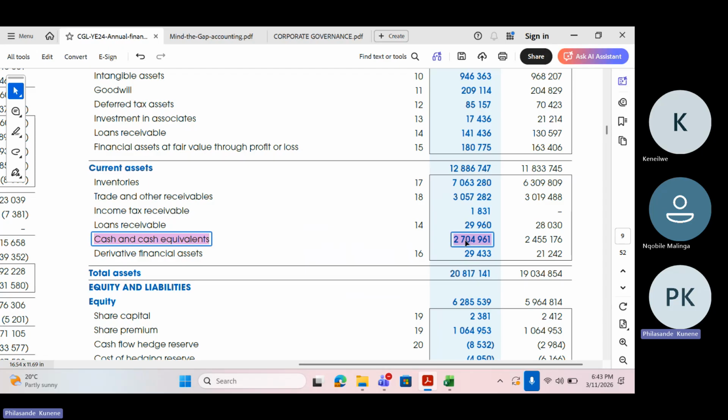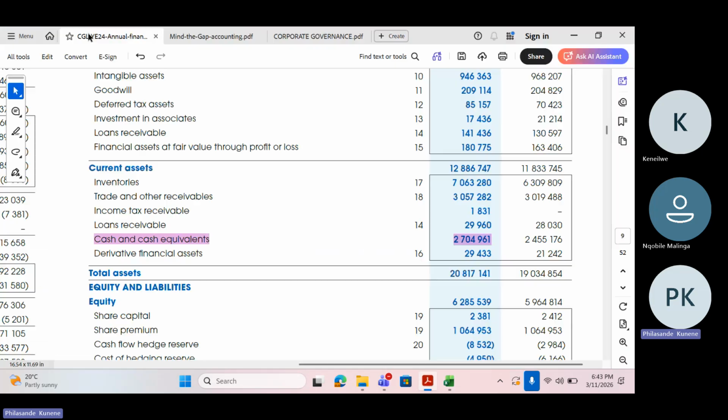But now, for me to validate this amount, I need to get a supporting document. The supporting document I need is a bank statement. I need to see the bank statement of this company. It must indicate a balance of 2,704,961. But if they are unable to provide me with the bank statement or the supporting document for this amount, then what's going to happen? I will qualify them on the cash and cash equivalents. Everything else is fine. I'm happy with inventory, trade receivables, and income tax receivables. I'm happy with everything in the financial statements except cash and cash equivalents.